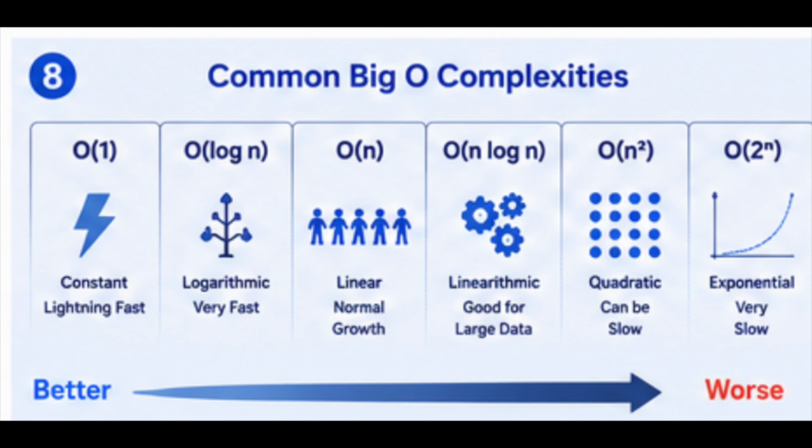O(n log n) is common in efficient sorting algorithms like merge sort and quick sort. O(n²) often appears in simple nested loops such as bubble sort. Finally, O(2^n) grows extremely fast and becomes impractical for large inputs. Our goal as developers is to choose the most efficient algorithm that still solves the problem correctly.